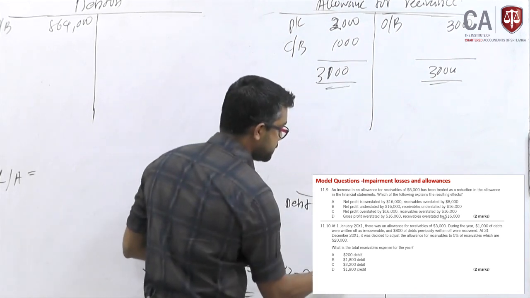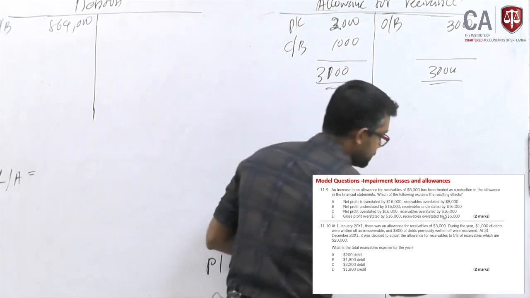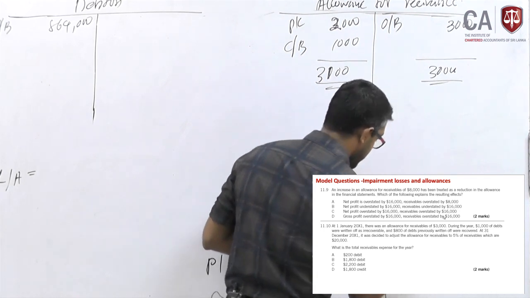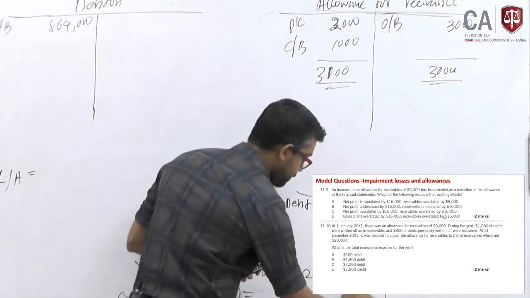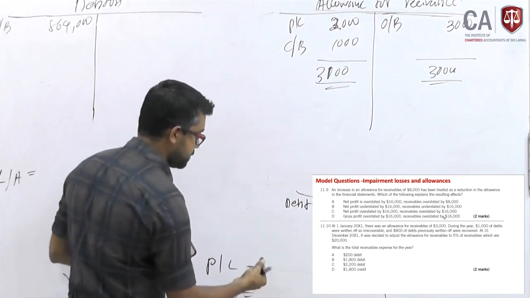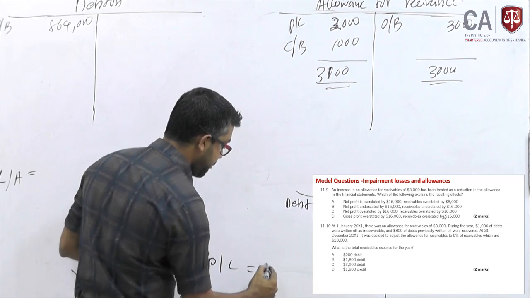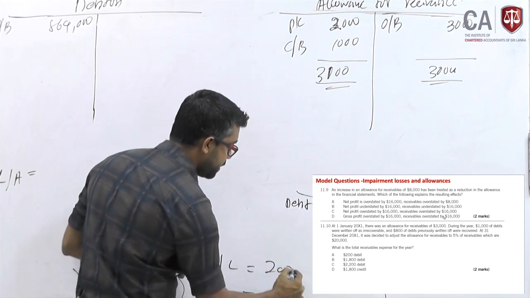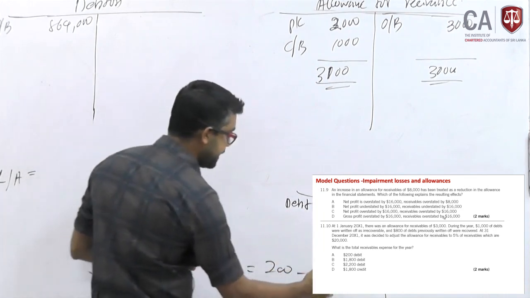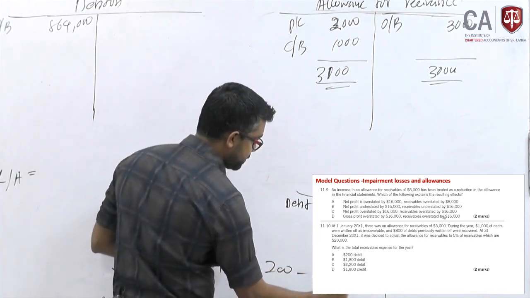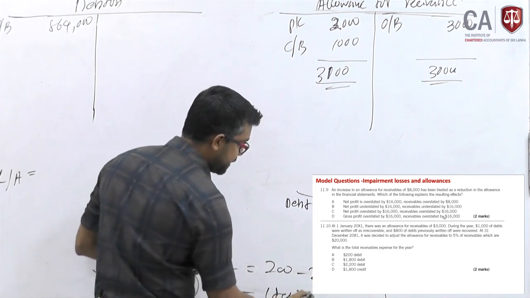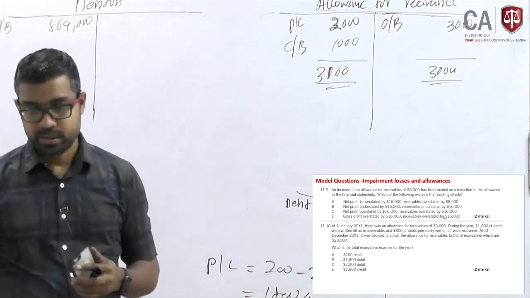So then 1200, P&L and 200. Right, 200 debit there, credit there, debit here, and 1000. Sorry, 2000. So then 1800 gain is there to P&L.